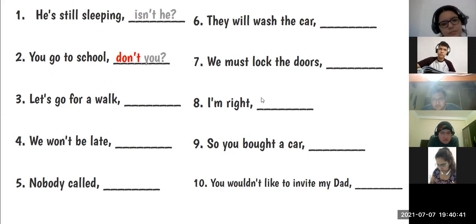Here we have another example. Leonardo, what do you think is the tag question here? Let's go for a walk. Isn't it?